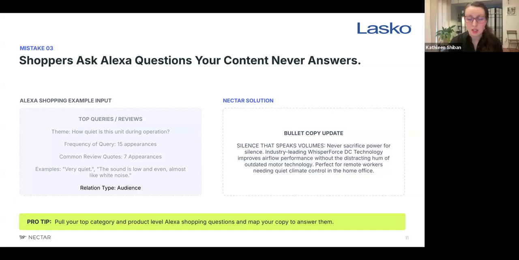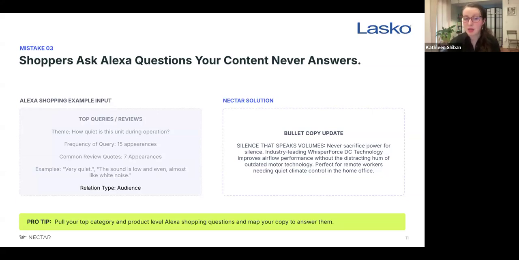So one example here is from Lasko, a partner we recently worked with regarding some of their fan units. And one of the discoveries was that there was a theme throughout a lot of the top queries of Alexa shopping, as well as review analysis in the category, that customers want to know how quiet these products are. And you can see here some of the analysis we were looking at is, at least 15 appearances for this one product in recent history around this. And so people are saying things like, oh, this product is very quiet, or I'm looking for a product with low sound, or they're asking questions around how quiet is this product really?